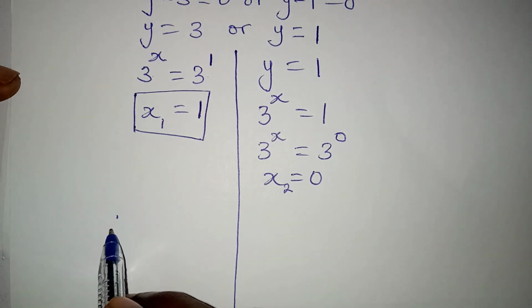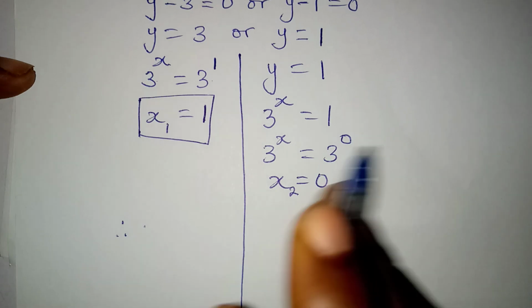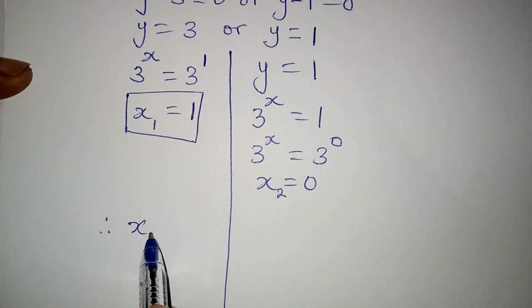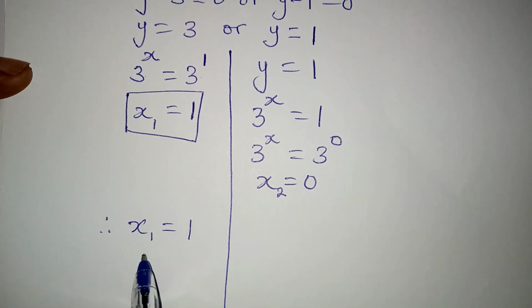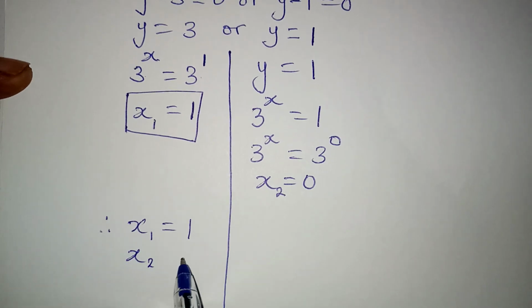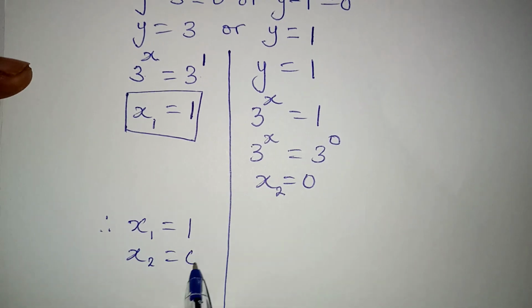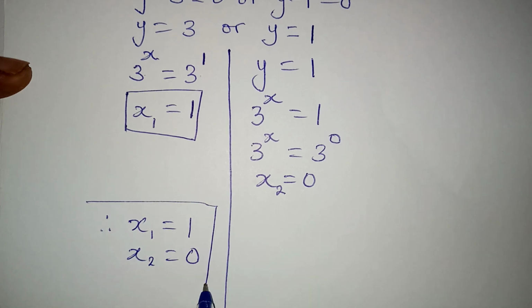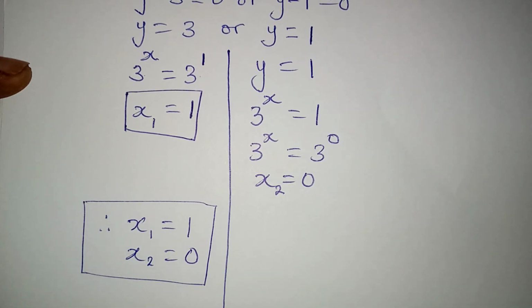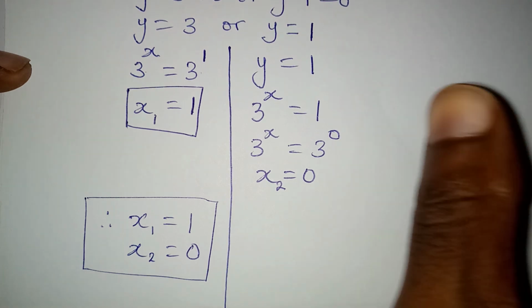So in conclusion, we have x1 equal to 1, and then x2 equal to 0. So these are the two values of x that will satisfy the given equation.